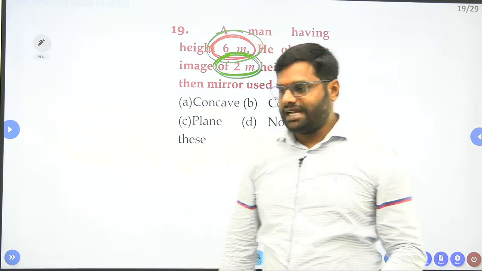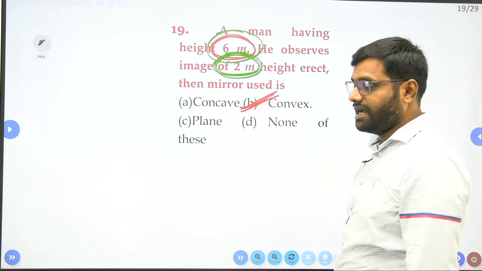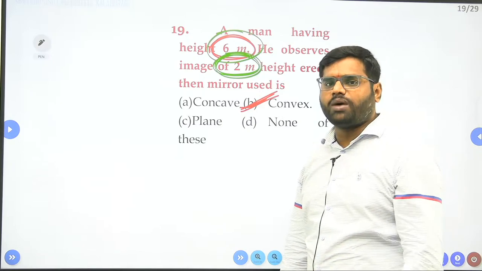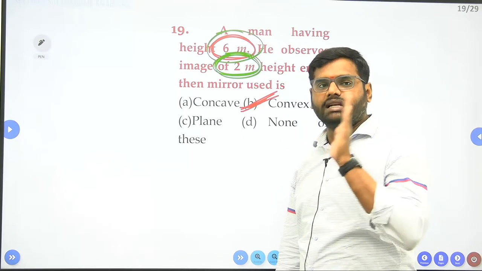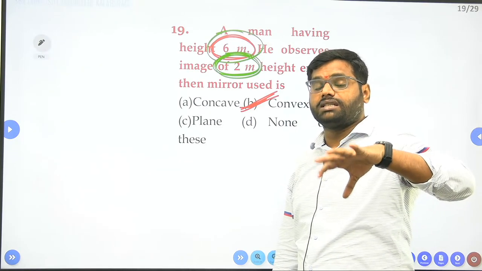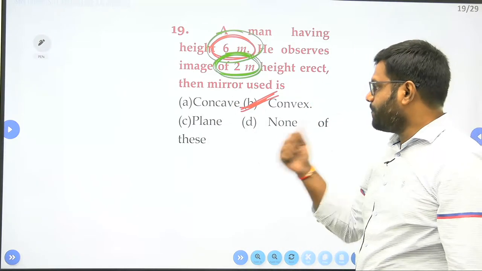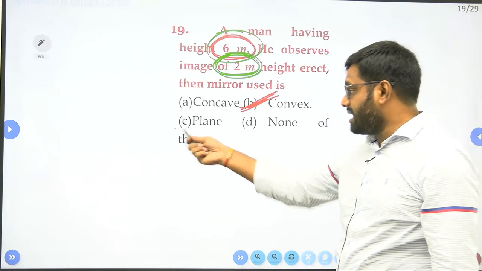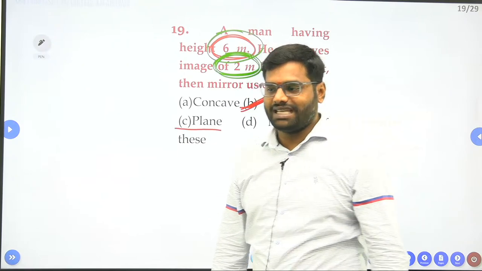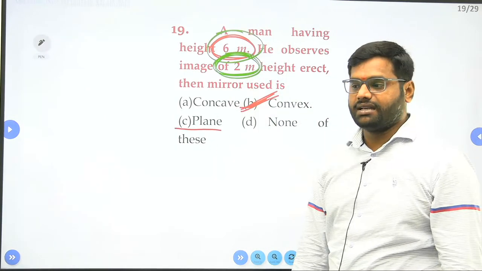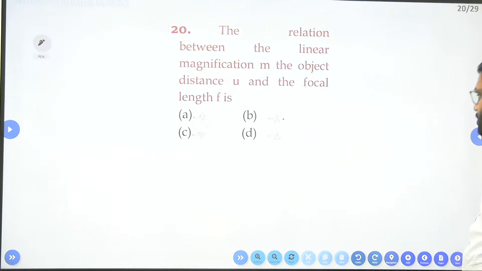If it is diminished, then which mirror is it? As I said, that is virtual, and a virtual image is always formed by what? A convex mirror, and the image will be diminished. The concave mirror also forms a virtual image when the object is placed between the pole and focus, but that virtual image will be a magnified image. So here it is the convex mirror. A plane mirror also always forms a virtual image, but it will be the same size. Here the size is different. The size is diminished. Because of that, convex is the correct answer. So let's see the next question.